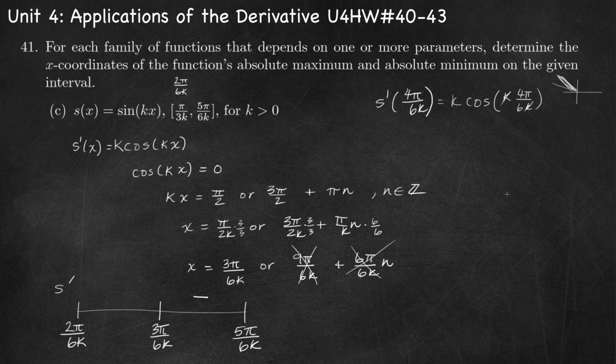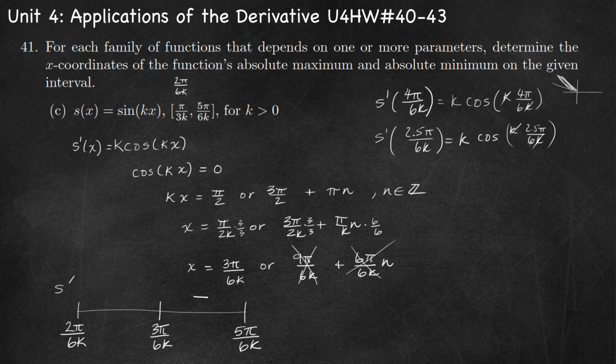Now, picking a test point between 2 pi over 6k and 3 pi over 6k, we can go with 2.5 pi over 6k. I mean, that's not ideal, but I think we can make it work. Let's go with 2.5 pi over 6k. So again, that's k, which is positive, and then the cosine of k times 2.5 pi over 6k. The k's cancel out.